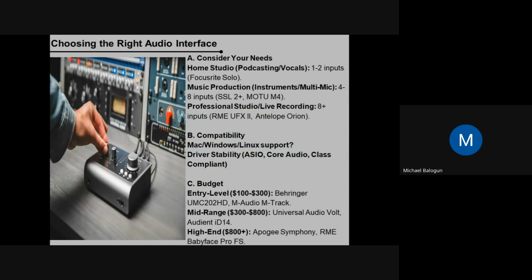So choosing the right audio interface. Consider your needs: home studio, music production, professional studio. Then your compatibility, then budget. Of course, some of these things are expensive. So we have the entry level, the Behringer, and all of that. I'm not talking about Dante now; we have left Dante. I'm talking about the audio interface, the other interface.